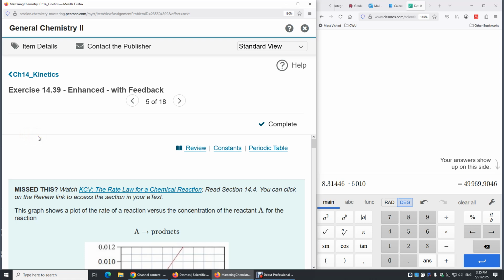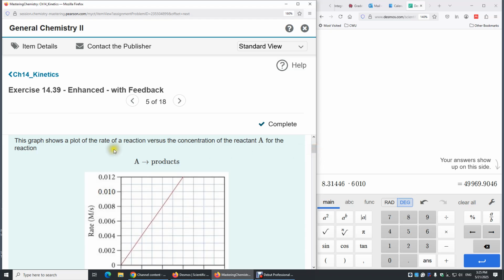Chapter 14, Kinetics, Exercise 14.39. This graph shows a plot of the rate of a reaction versus the concentration of the reactant A for this reaction from A to products.